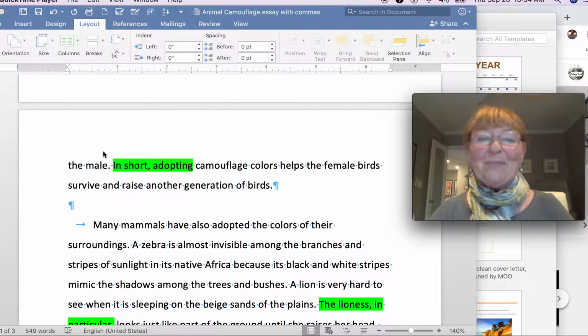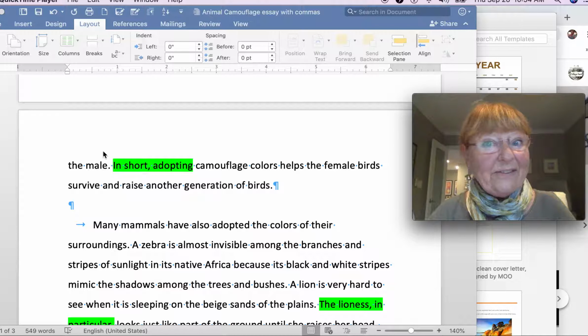Here's more. In short, comma, adopting camouflage colors. All right, this is an example of using a comma after anything that precedes or comes before the subject of a main clause. So adopting camouflage colors is a gerund subject, and the verb is helps, simple present tense, helps the female birds, etc., etc. You put a comma in front of anything that precedes the subject of a main clause.